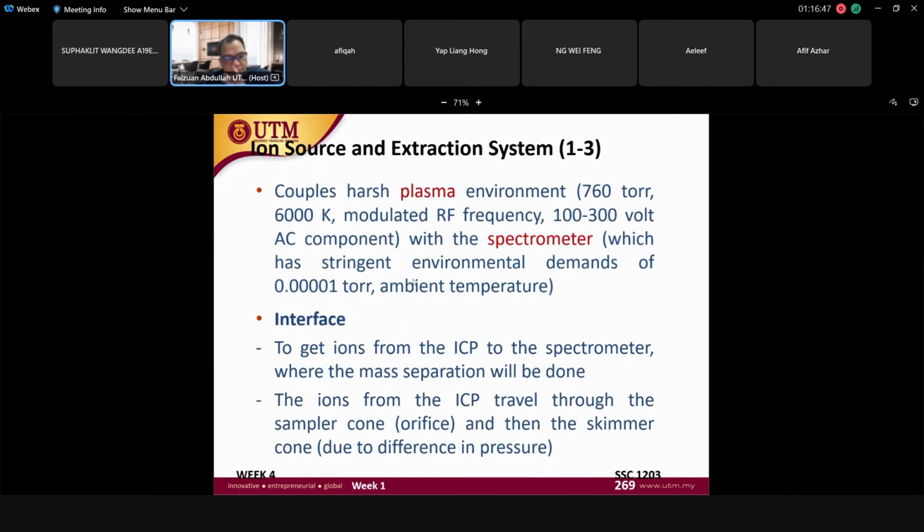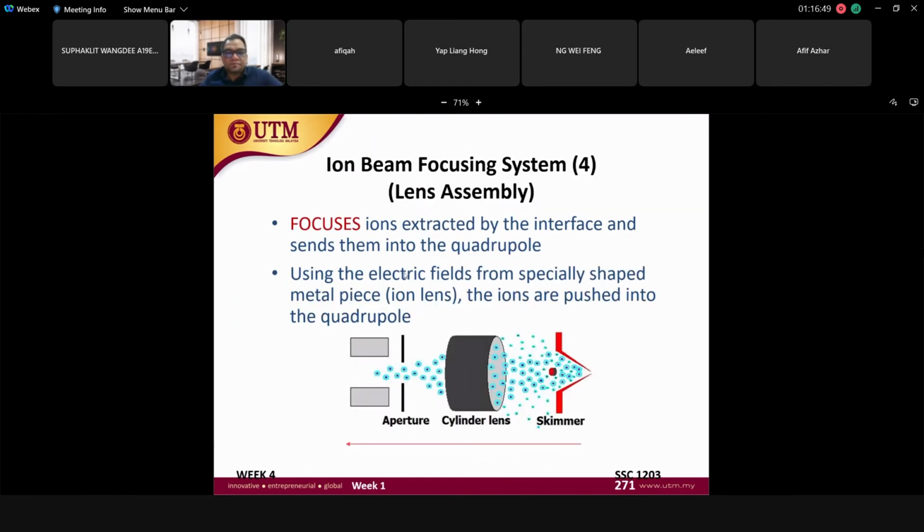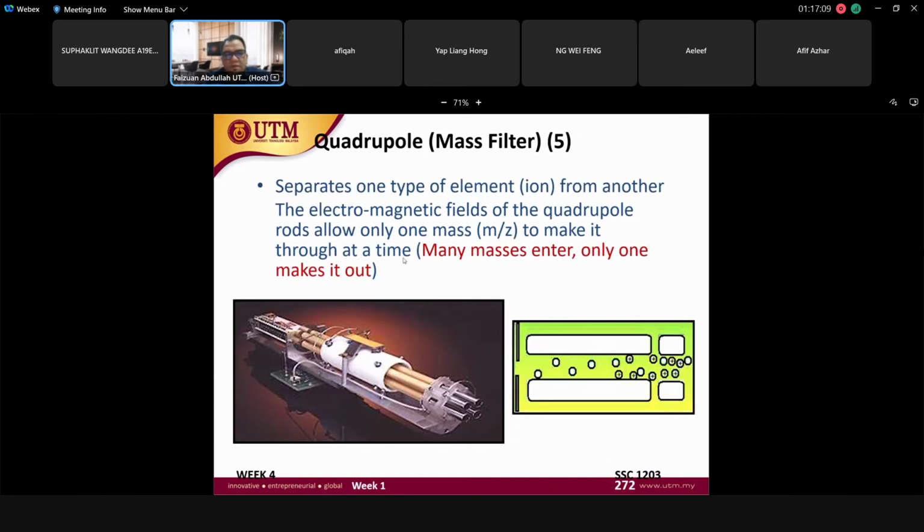This is the ion source, similar, right? Ion beam focusing: the ions extracted by the interface are sent into the quadrupole. We need the ion beam to focus all the extracted elements and send them into the quadrupole. And then in the quadrupole, it separates one type of element from other elements, meaning that all the elements are analyzed separately.